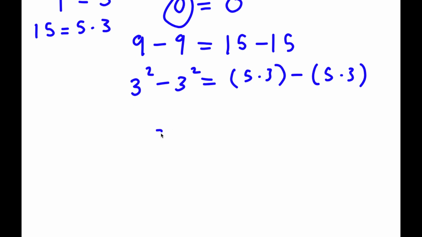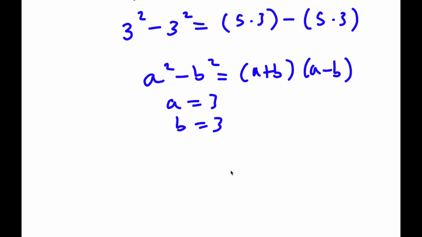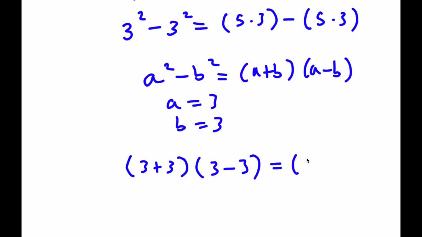Now, if I have something in the form a squared minus b squared, this is equal to a plus b times a minus b. So in this case, I have 3 squared minus 3 squared, and a in this case is 3, and b is the same thing as well, 3. So now I have 3 plus 3 times 3 minus 3 is equal to 5 times 3 minus 5 times 3.